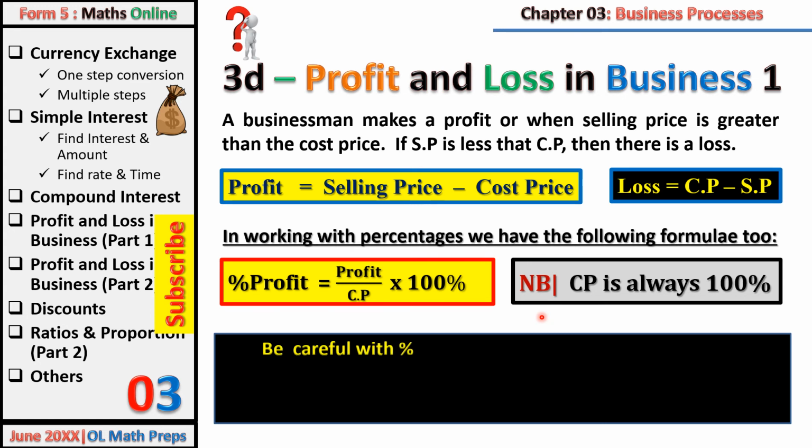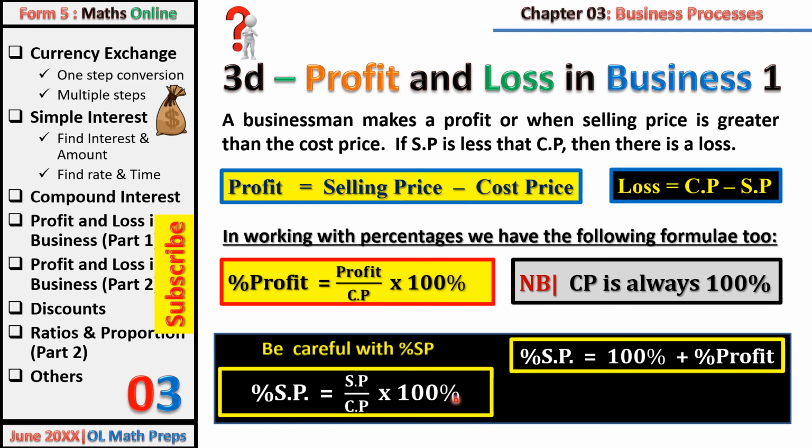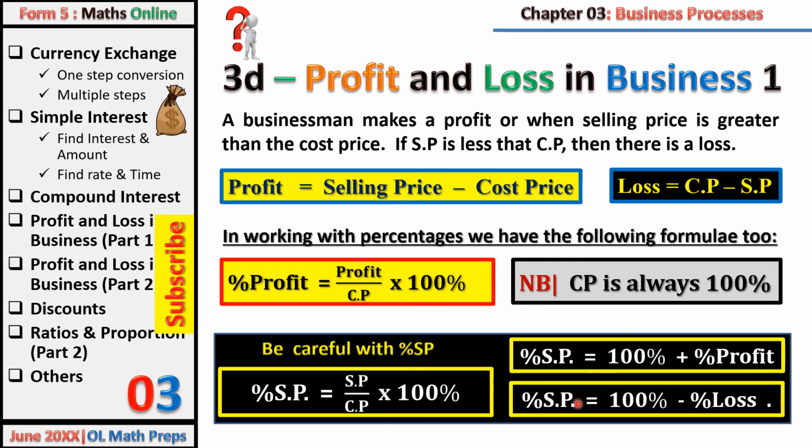And we have these additional formulae which are very important, and we have to be very careful with percentage selling price, because percentage selling price is equal to selling price over cost price times 100%. And percentage selling price can also be given by 100% plus percentage profit. That is if you have a profit. But if the profit is a negative profit, that is a loss, then percentage selling price equals 100% minus loss. So when it's a loss, loss is a negative profit, so there is a negative sign here. When it's a profit, it's positive. This is what you have to take note of in this second part of profit and loss in business.